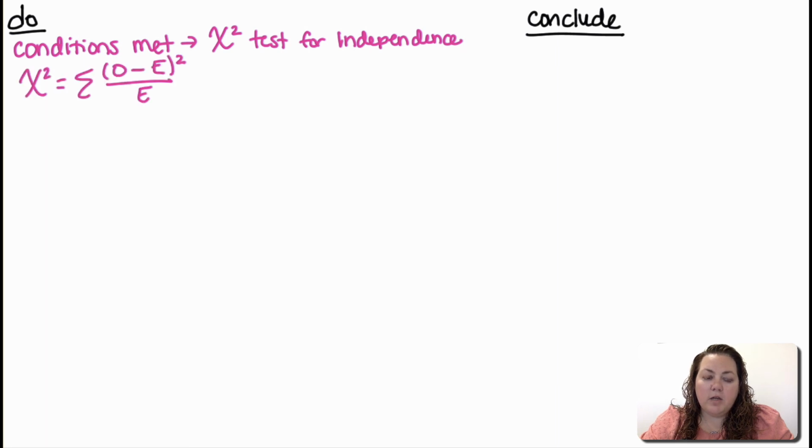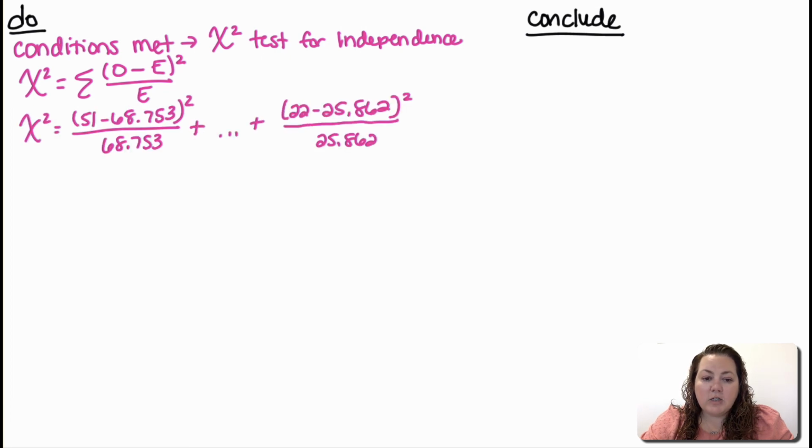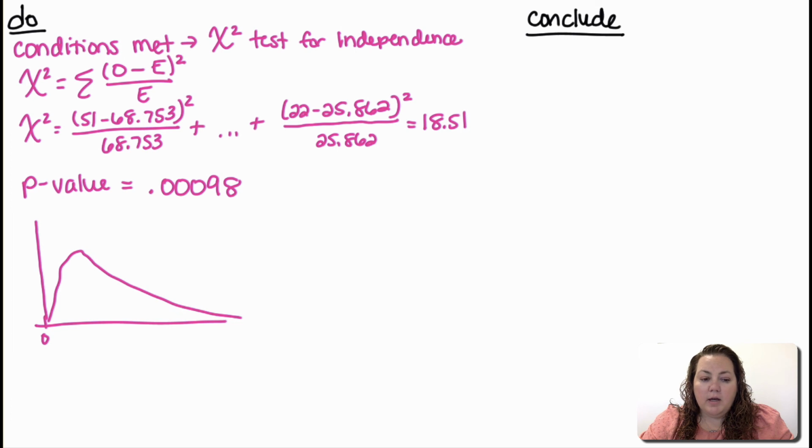My same formula, the summation of the observed minus expected squared divided by expected. I'm going to do the first one and the last one plugged in with numbers, and I'm going to get my chi-squared test statistic of 18.51. My p-value of 0.00098. I'm going to draw my chi-squared distribution with 4 degrees of freedom. I'm going to go to my test statistic and shade above.